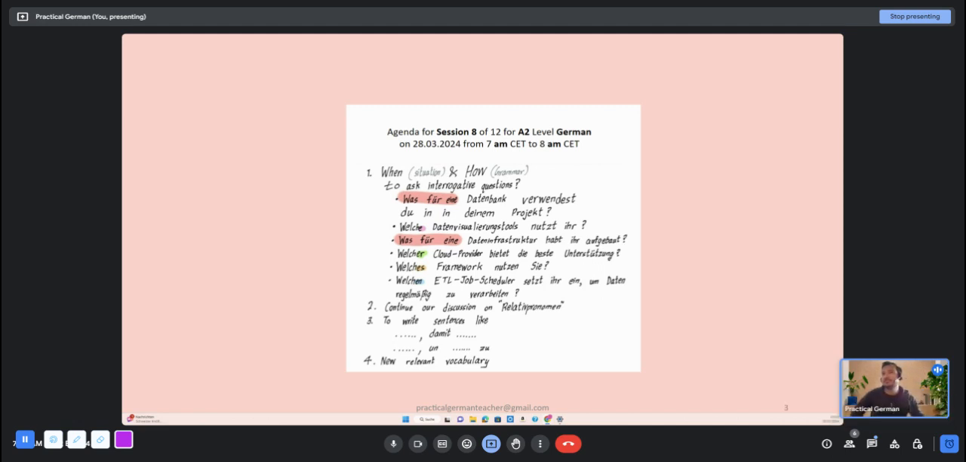The first topic is we'll try to learn to say sentences like Was für eine, Welche, Welcher, Welches, Welchen. The second topic is continuing our discussion on relative pronomen. We'll not do this because for this we need some context. We'll do this next time. The third topic is to write sentences like blah blah, damit, blah blah, and then blah blah, blah blah, zu.